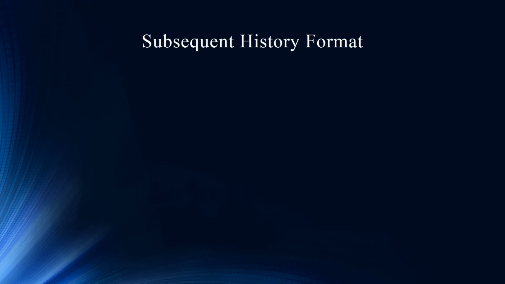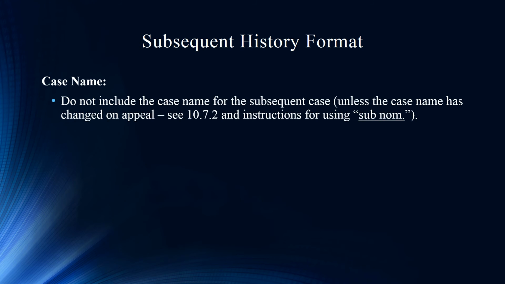Keep in mind a couple of rules with the subsequent history format. First, regarding the case name. You do not need the case name of the subsequent case unless the case name is changed on appeal. This is addressed in Rule 10.7.2 and gives you instructions on using sub nom.